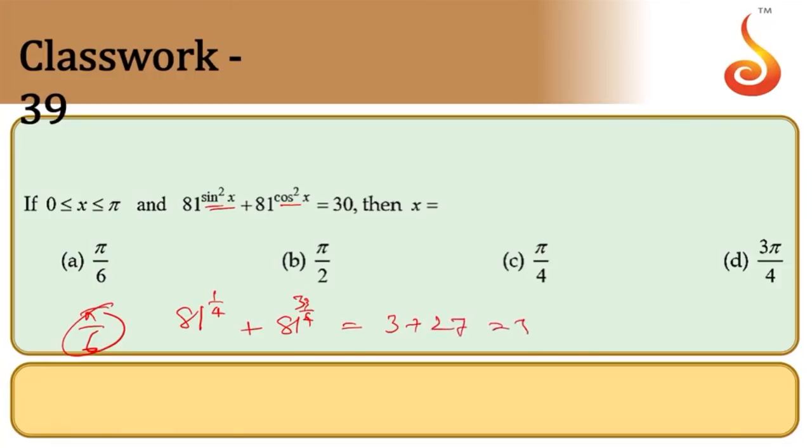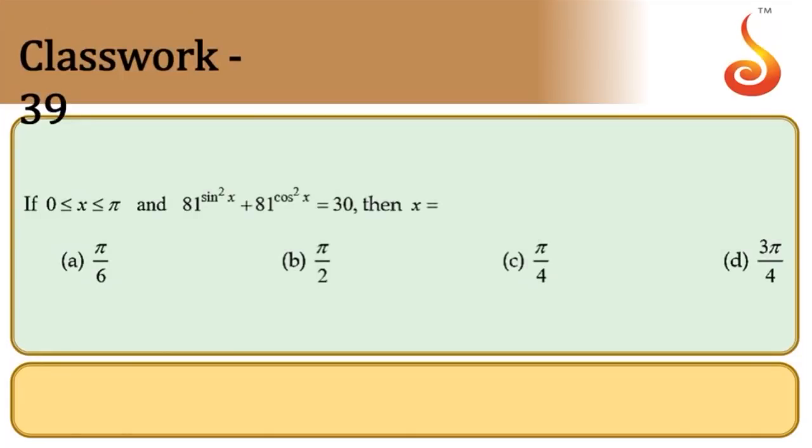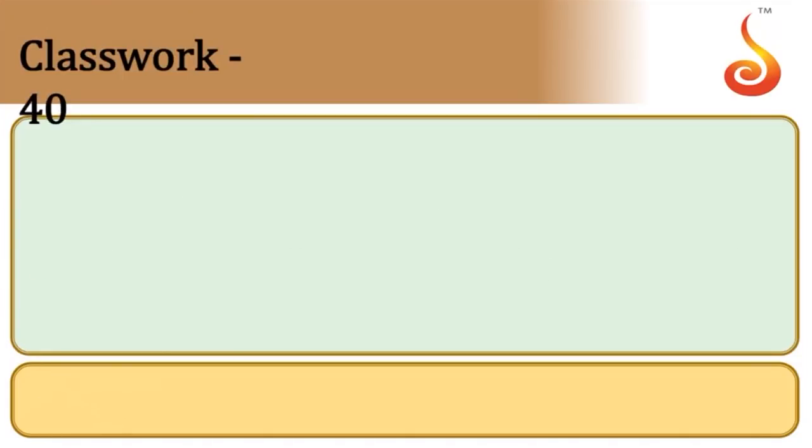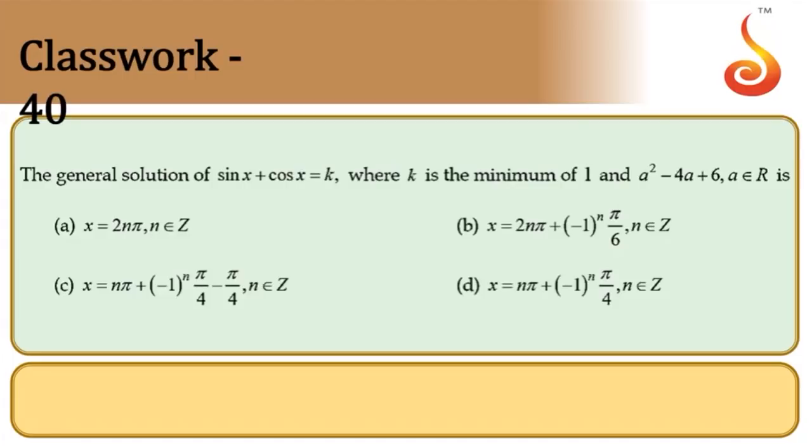So 81 power 1 by 4 is equal to 3, and this is 3 cube, 27, that is equal to 30, which would satisfy the result over here. So the answer is equal to pi by 6. Verification will give you the solution very easily.